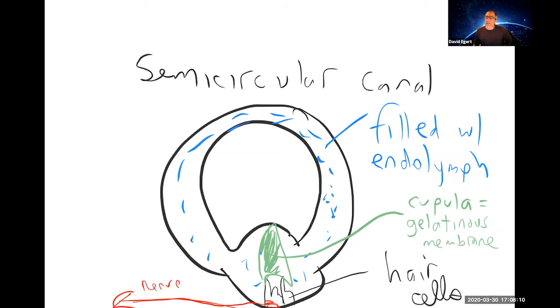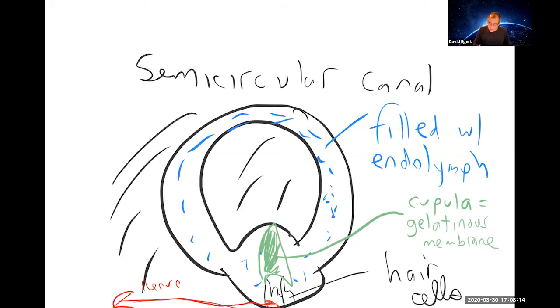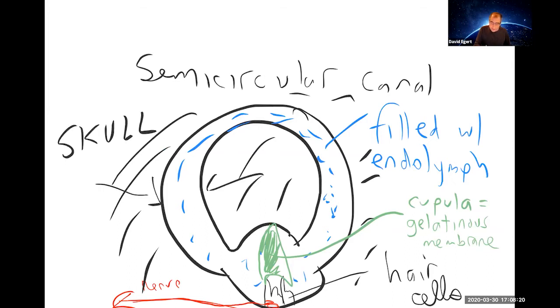And the thing that you need to remember is that this is all within the temporal bone. This is your skull. So this is a little cave within your skull. So if you are moving your head, you're rotating, let's say you're saying no, no, yes, yes, whatever you're doing with your head, if you're rotating your head, this whole structure is rotating.